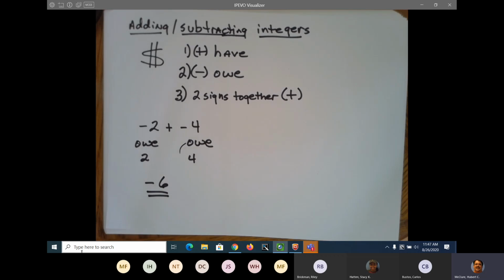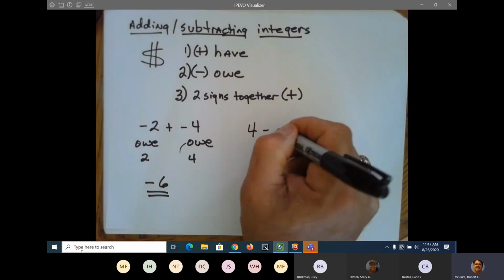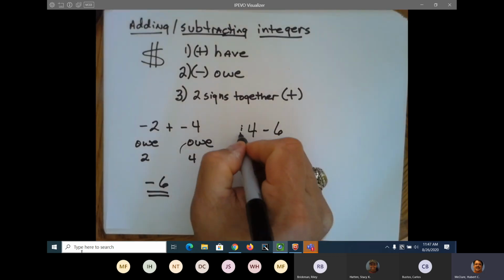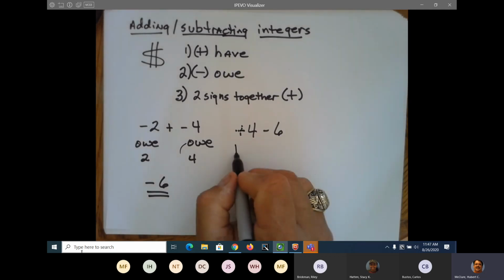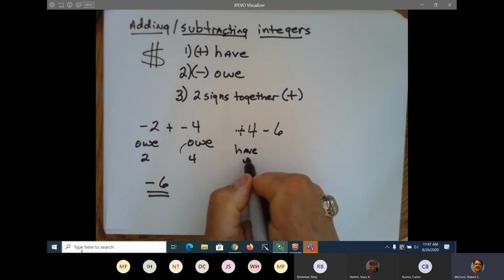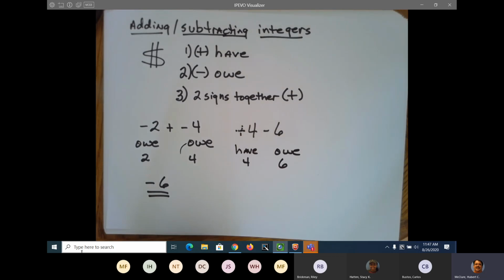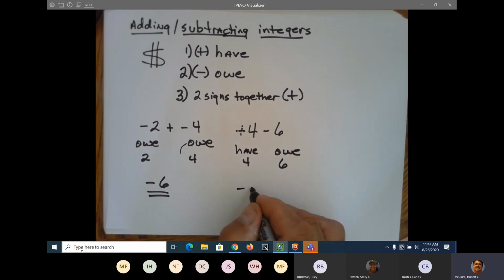Well, Hubert, they ain't all like that. Okay, well, let's do another one. 4 minus 6. This right here is positive because there's nothing there. So that means you have $4 and you owe $6. Well, what's the outcome of having $4 and owing $6? You owe $2.